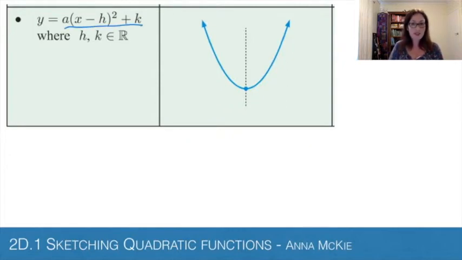This form is the form that we get by completing the square. The advantage of this, you may have been wondering, why have I ever needed to complete the square? Because it can put a quadratic into turning point form, or vertex form if you like. So the vertex has the coordinates h, k.